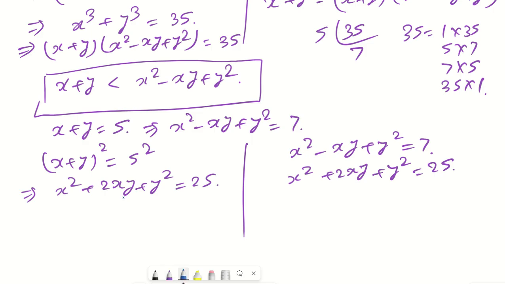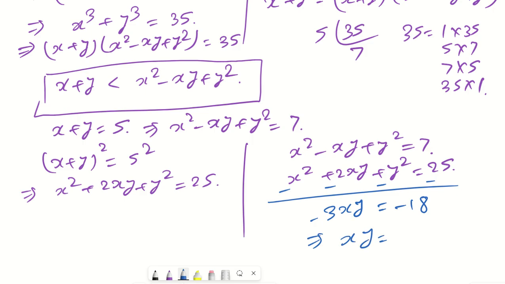Now if we subtract, so let's say minus, minus, minus, minus, what are we going to get? This x square will get cancelled, y square will get cancelled. So only remaining is this one. So this is minus xy minus 2xy, that is minus 3xy, is going to be equal to 7 minus 25, that is minus 18. So minus can be taken out, so it can be written as xy is equal to 6. 18 by 3, that is 6. Got it?